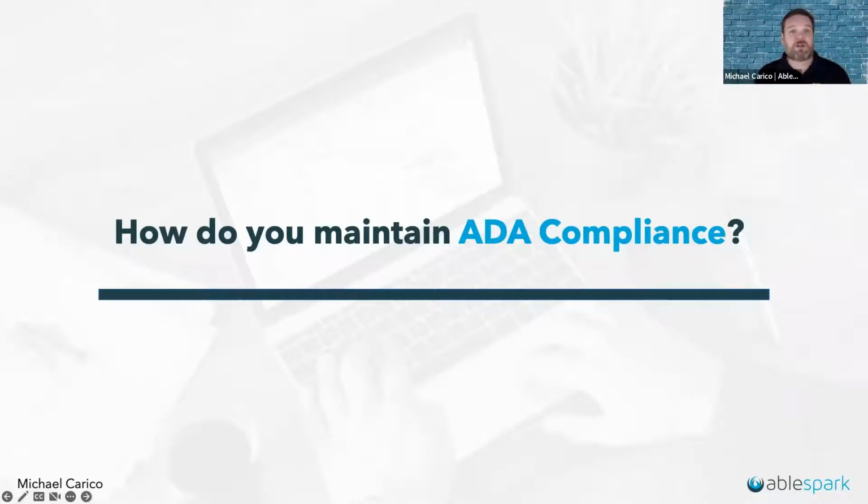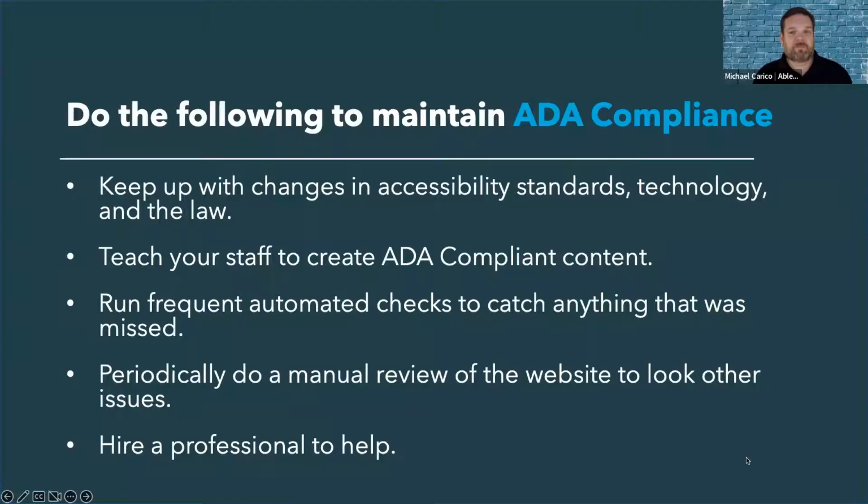So you've done all this work, you've gotten everything straight, you've figured out what you need to do to get your ADA compliant website up and running, and everything is fantastic. What exactly do you need to do to keep it running? So you need to do the following. You need to keep up with changes in accessibility standards, technology, and the law. Just to give you an idea, the WCAG 2.1 that we've been talking about is actually going to be replaced by WCAG 2.2 by the end of the year.